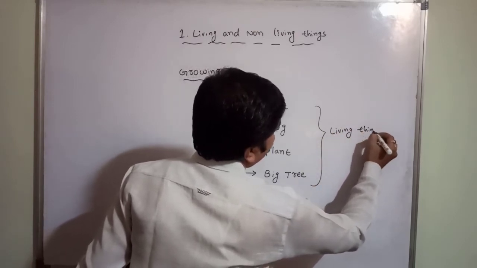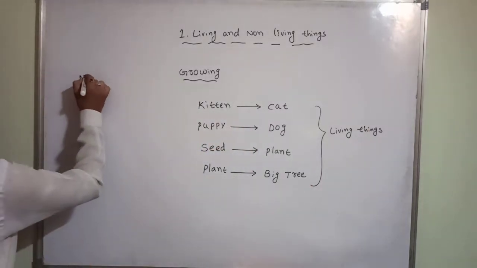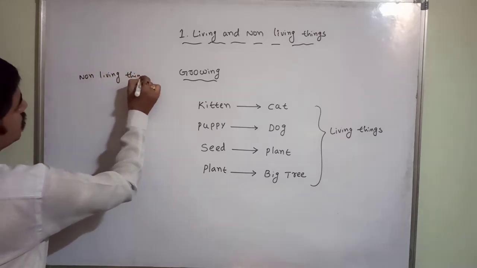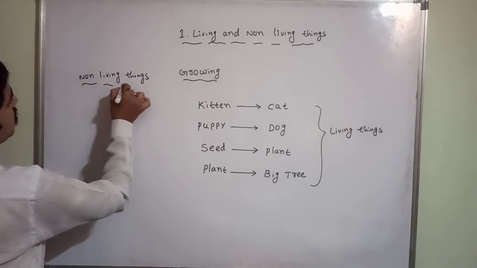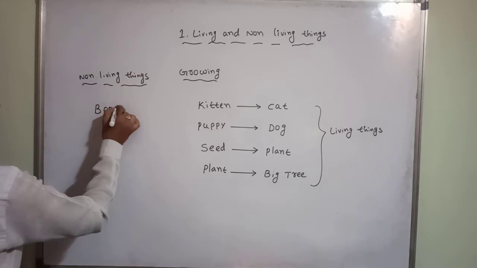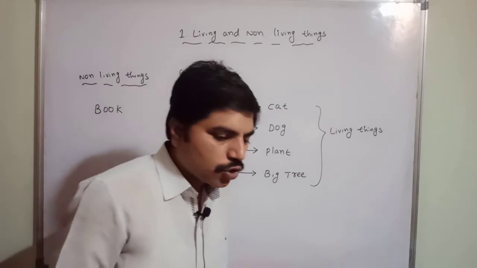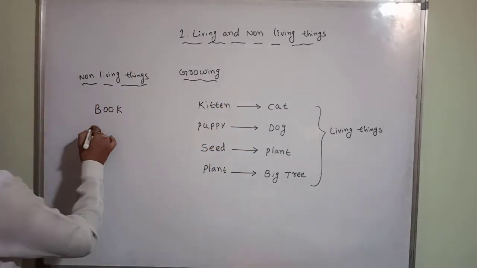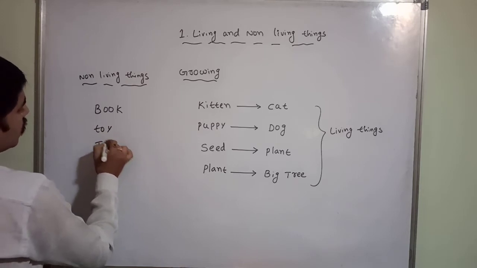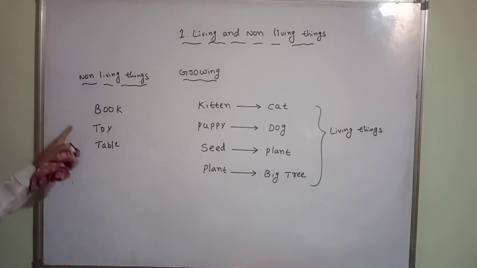Living things. Okay, for example, non-living things I will write. Non-living things. So what about the non-living things? For example, if you take a book, is a book ready to grow? No. And such as a book, a toy, a table, these all are non-living things.